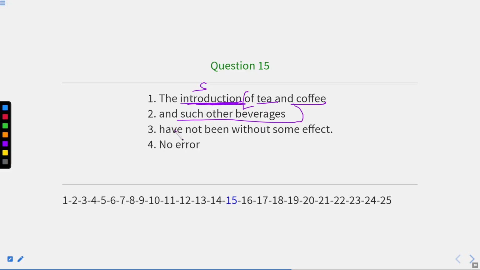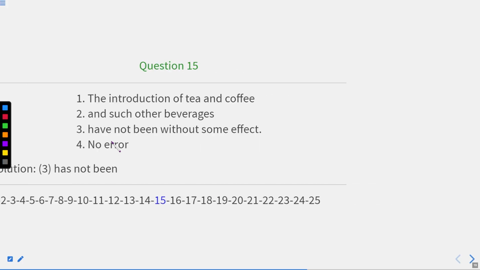And if it is introduction, of course this have should be replaced with has. So the correct sentence will be, the introduction of tea and coffee and such other beverages has not been without some effect. Now let us move to the next one. So this should be has not been.